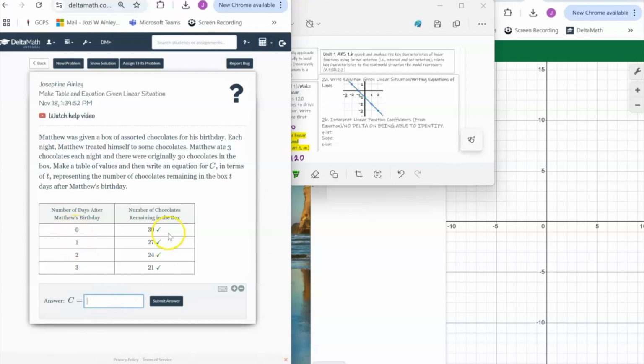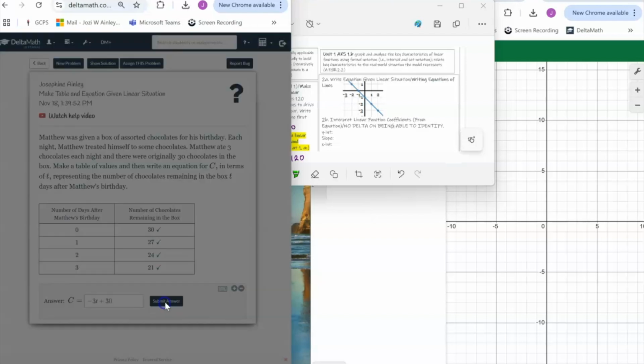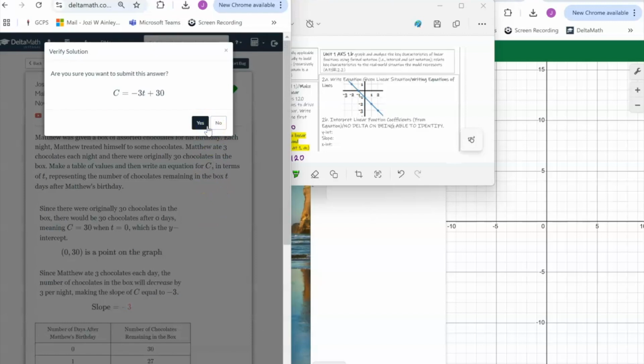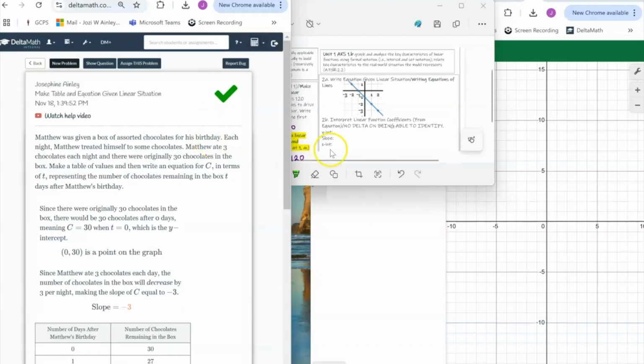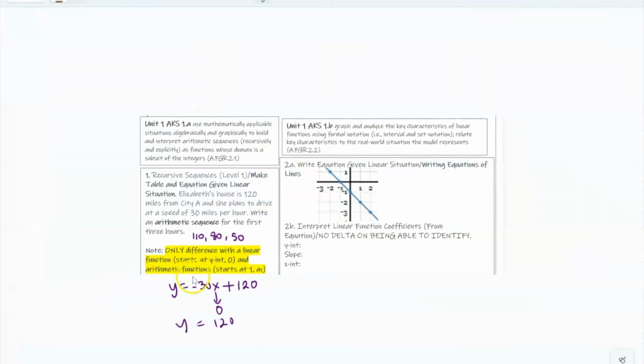So in my equation, what is my slope? I'm eating 3 every day, so it's going down, so minus 3. And what do they ask me to use in terms of t? And what did I start with? Plus 30. There's my linear function. Once again, the difference between a linear function and arithmetic sequence is that the linear function starts at 0, at the y-intercept, whereas an arithmetic sequence starts at 1, a1.